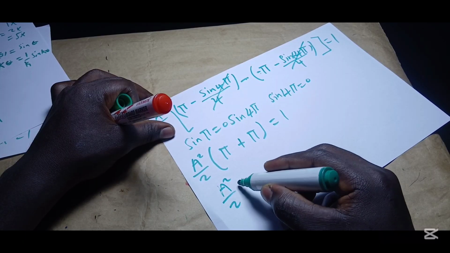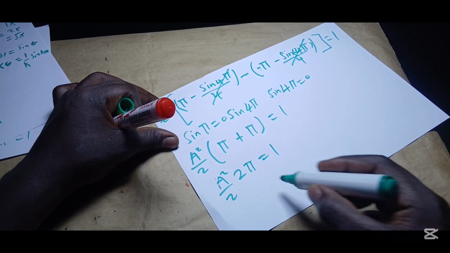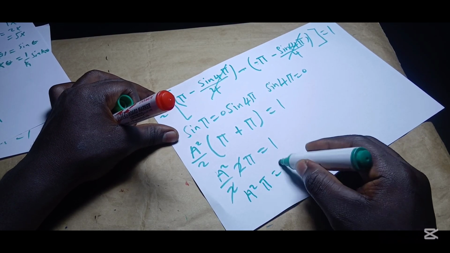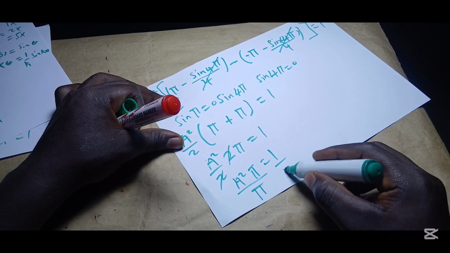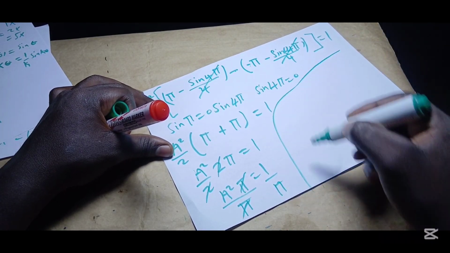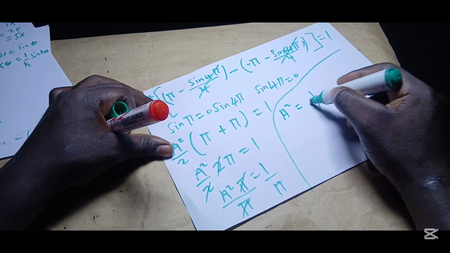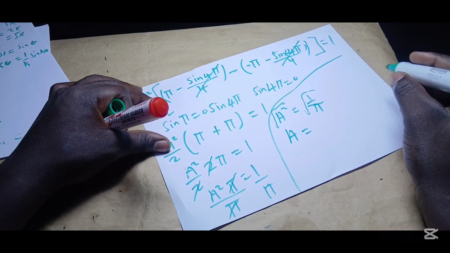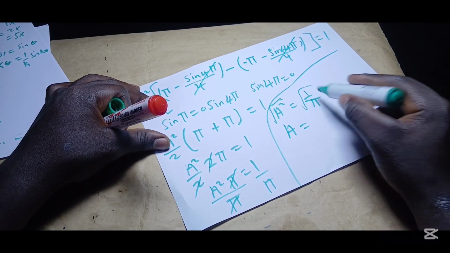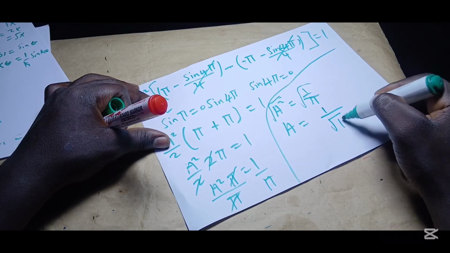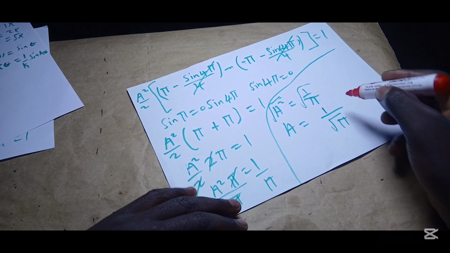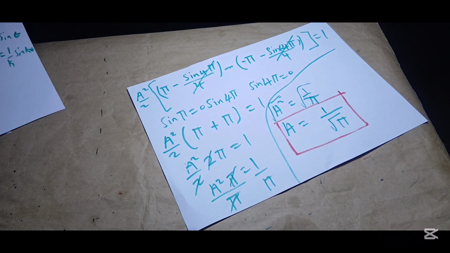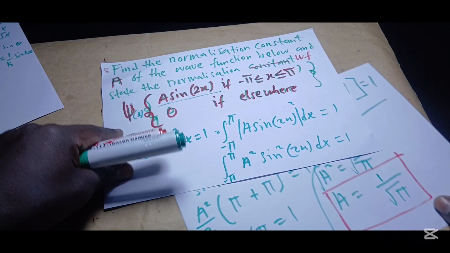So A squared over 2 multiplying 2 pi equal 1. 2 can take care of 2, and then we are left with A squared pi equal 1. Dividing both sides by pi, this cancels that. Then our A squared equals 1 over pi. Taking the square root of both sides, our A, which is the normalization constant, is going to give us square root of 1, which is the same as 1, over square root of pi. So this is our normalization constant. This is what we need to multiply to the wave function that can make the wave function used to predict the system.